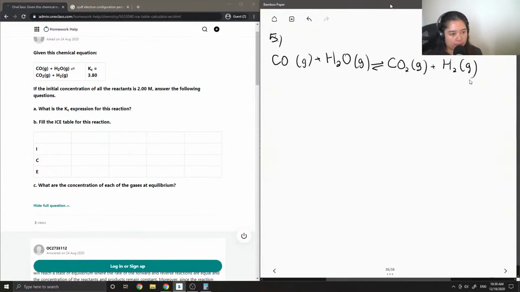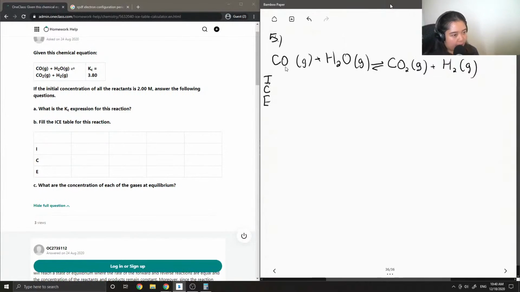Okay, so first let's make sure that the reaction is balanced. We have 1 carbon on each side, 2 oxygens, and 2 hydrogens, so everything is already balanced. And now we can just construct our ice table. Since none of these compounds are solids, they will all be included in the ice table.